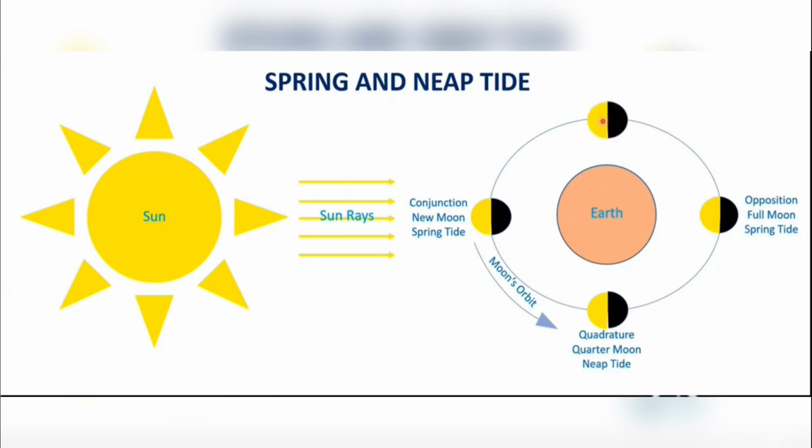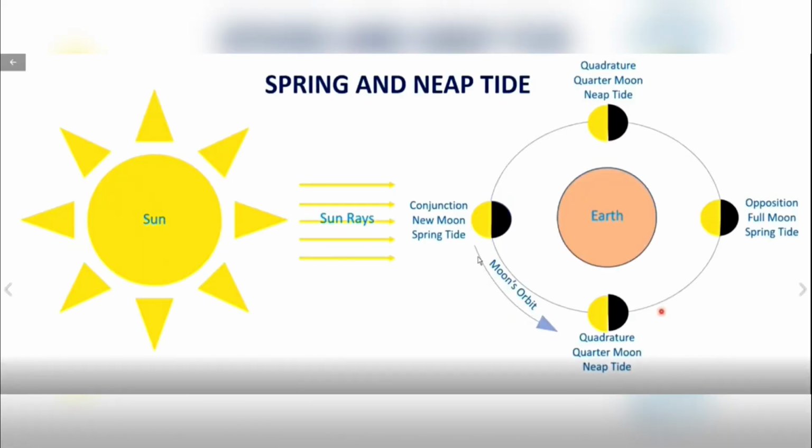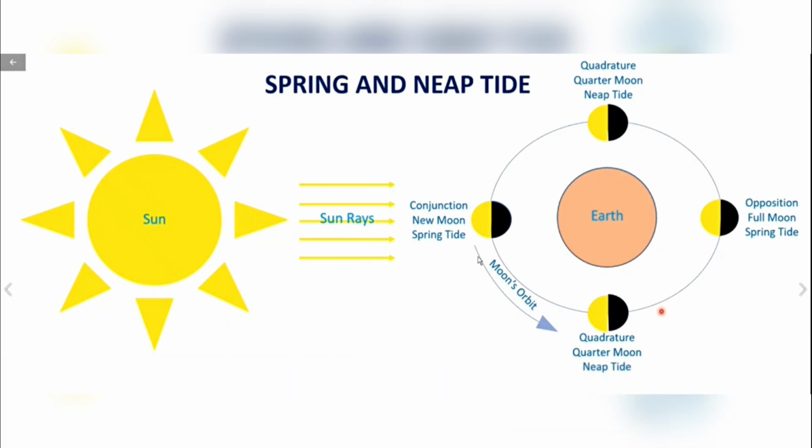The moon revolves further, reaches here. It's again in quadrature. It's a quarter moon that is visible, and it's a condition for neap tide. So whatever we discussed a while back can all be remembered and explained through this particular diagram. Okay, so just have a good look at this diagram, beta. Let me know any doubts which come to mind.